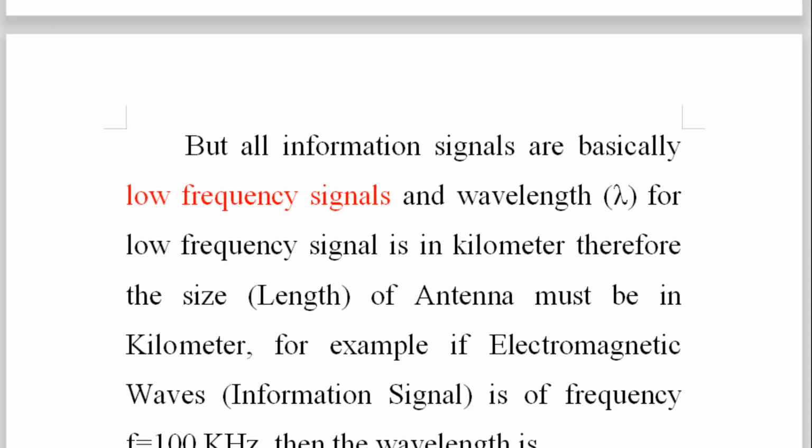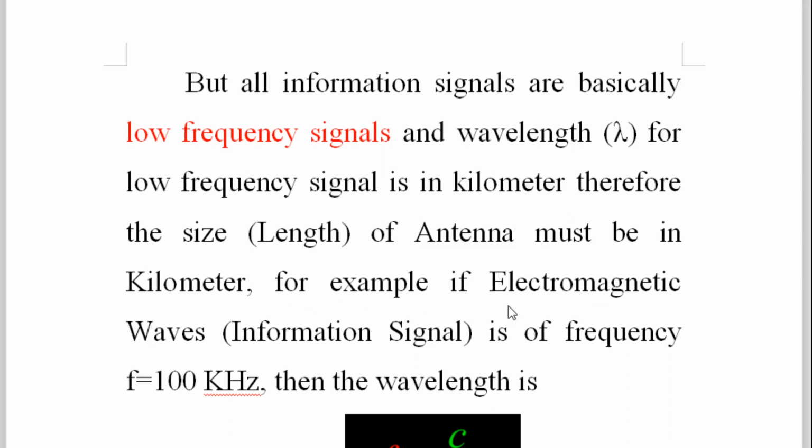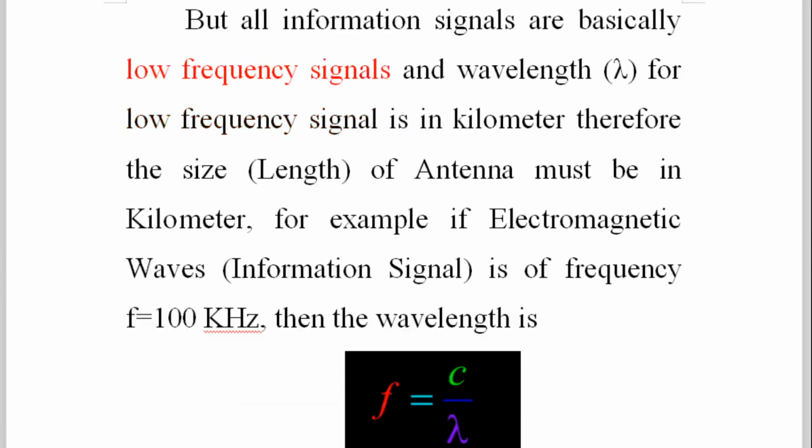For example, suppose the electromagnetic wave, that is the information signal, is of frequency f equal to 100 kilohertz. Let us consider a low frequency signal of 100 kilohertz, and let us try to calculate its wavelength, because size of antenna is equal to wavelength. So let us calculate the wavelength for an information signal or electromagnetic wave of f equal to 100 kilohertz.